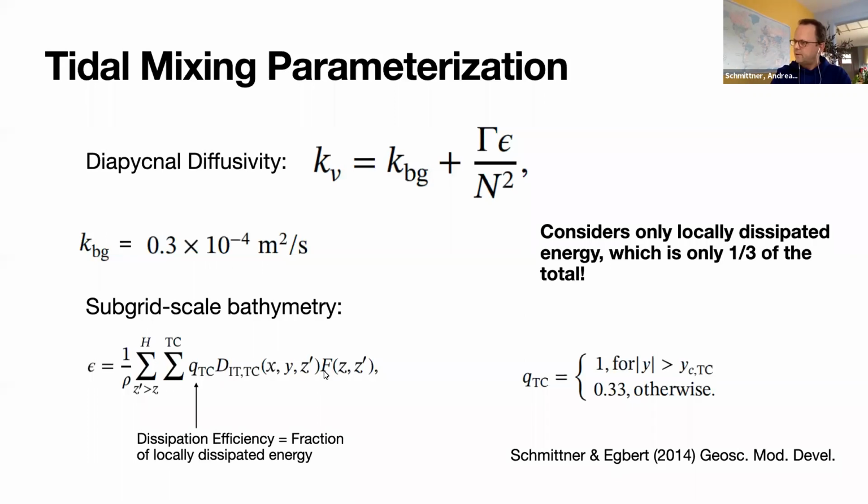Okay, this F function here is an exponential decay above the seafloor. So that determines the vertical structure of that energy dissipation rate. Okay, and feel free to interrupt me if I'm going too fast here, but I just wanted to get the technical details more or less wrapped up pretty quickly.